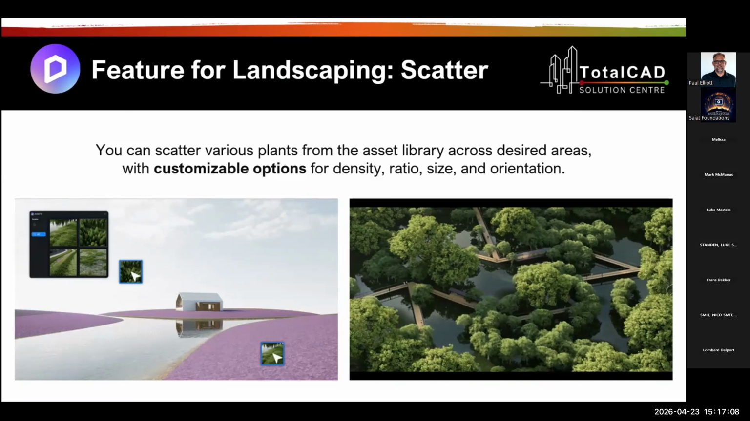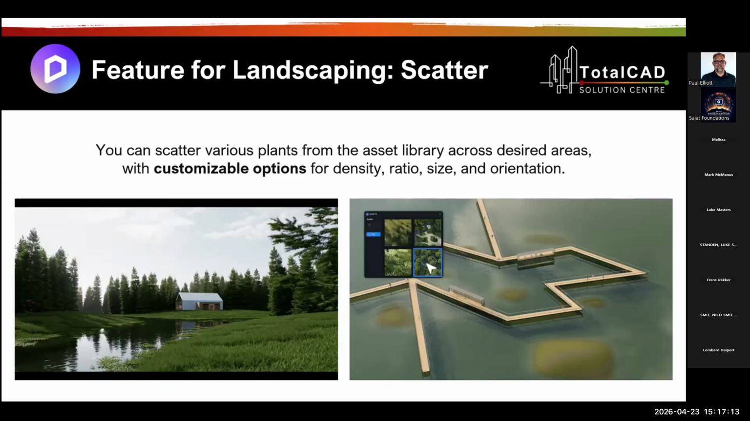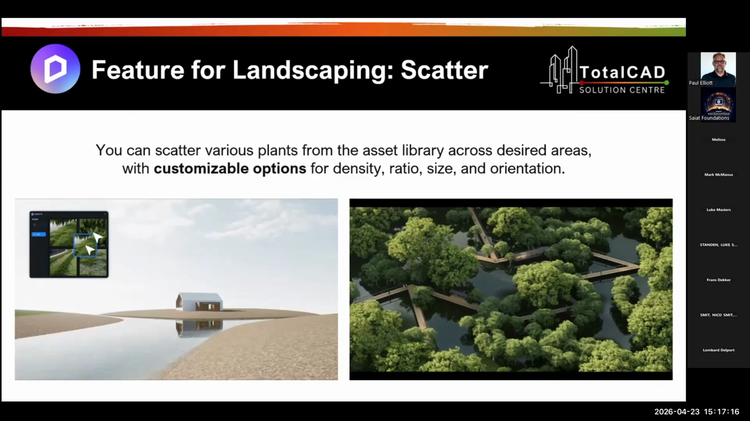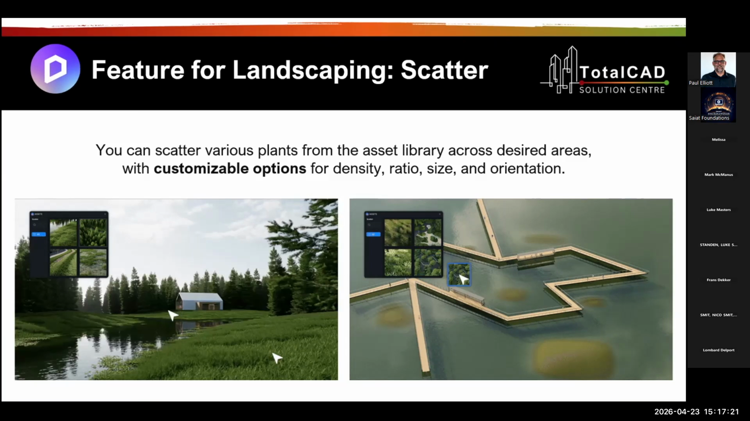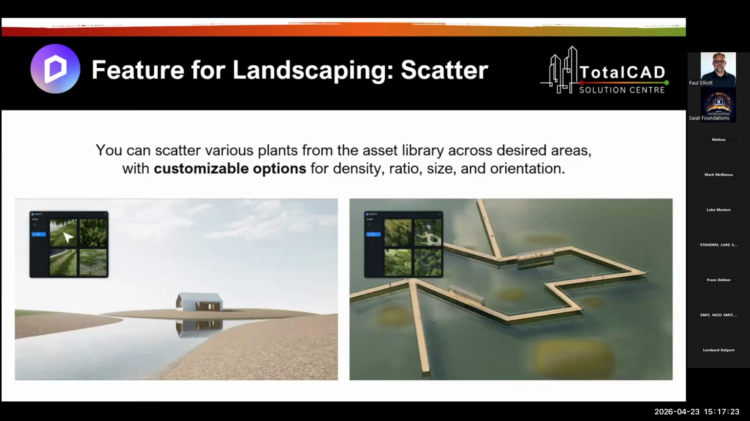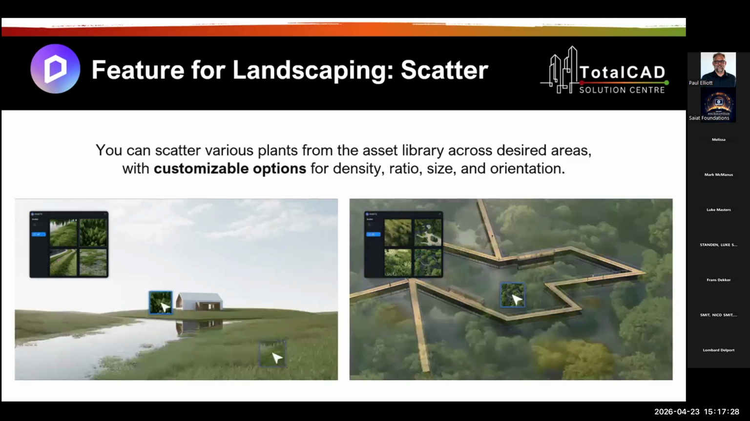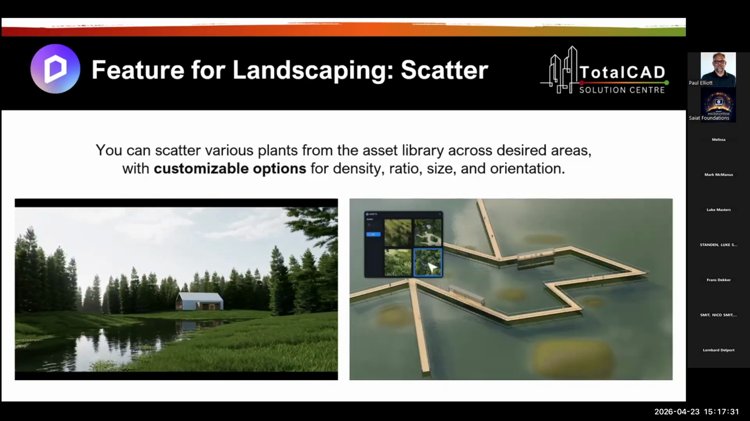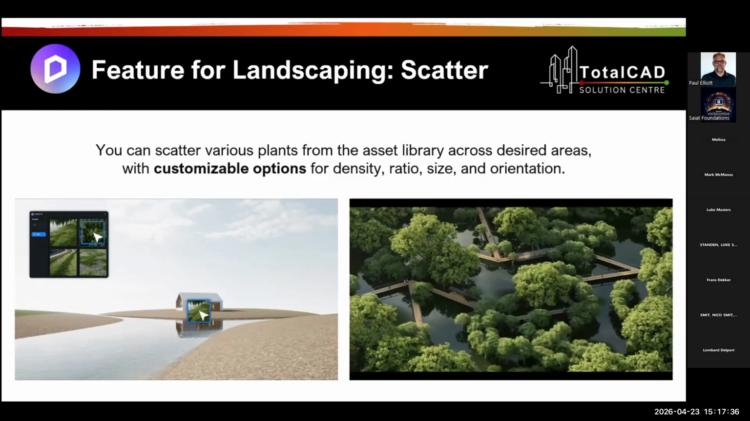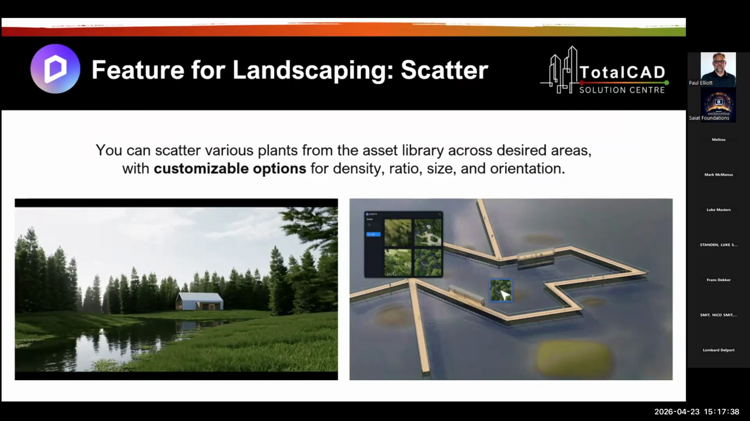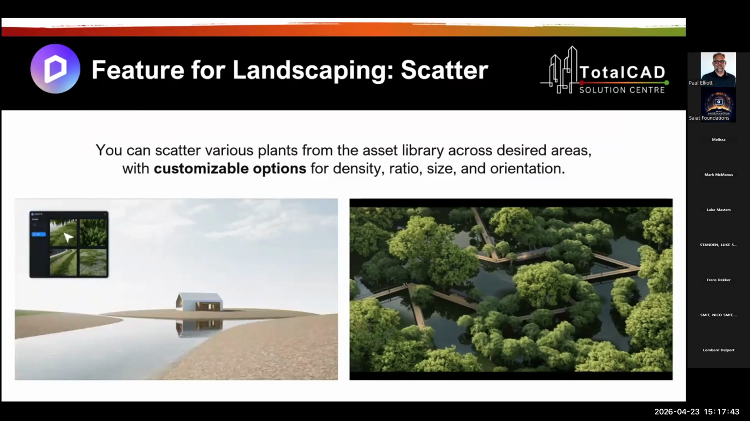First off, as you can see from the animations, D5 Render has a landscaping feature called Scatter, where you can simply just scatter plants, trees, vegetation from the asset library where required. The scatter feature has numerous and various customizable options, allowing you to increase or decrease your vegetation density, plant type ratios, sizes, and orientation. It's as simple as that. No more clicking here and there and planting individual trees. With the landscaping scatter feature, you'll be done in no time with time to spare.